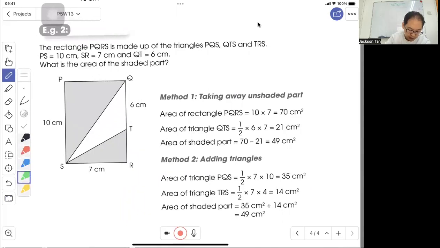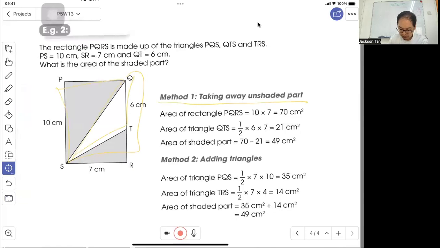So there are two methods. First method is to take away the unshaded part. That means the rectangle minus away this white colored piece, you get the shaded part. So rectangle is 10 times 7, 70. This triangle is half times 6 times the height 7, 21. 70 minus 21, the shaded part is 49.